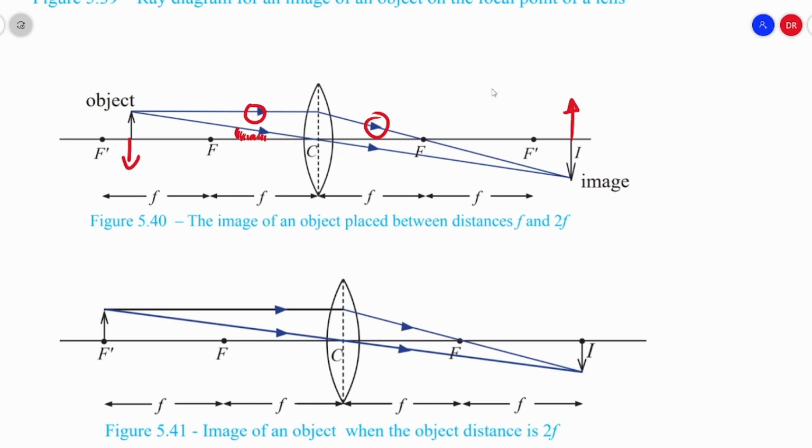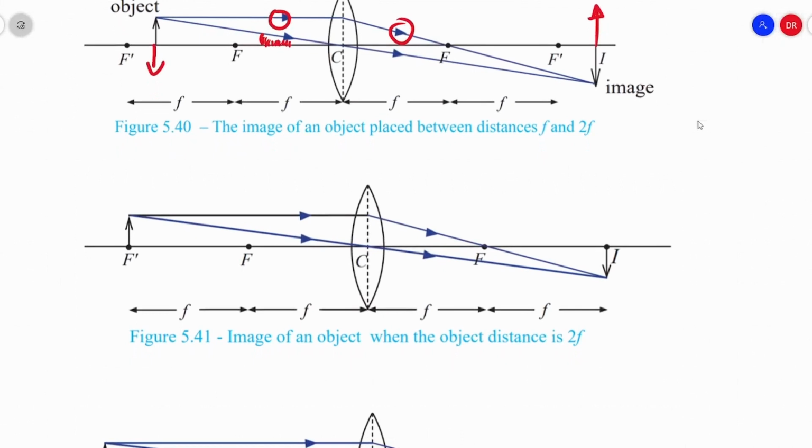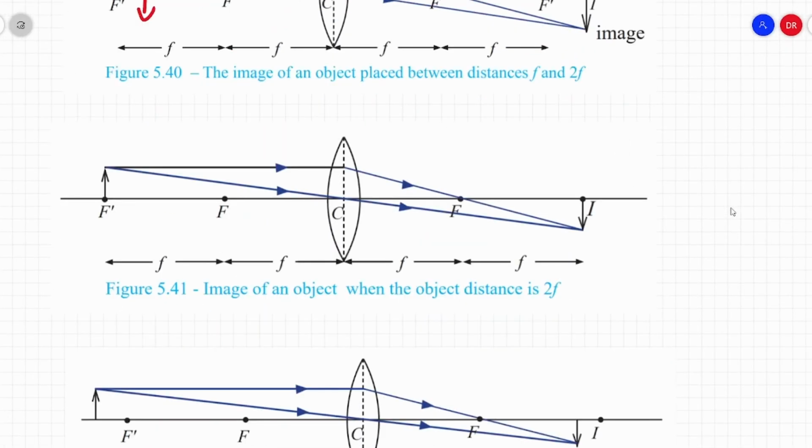Then we can experience it very well with the next one. The image of an object when the object distance is 2f. Now the image size is equal to the object size. You can see again the ray coming parallel to the principal axis moves through this focal point, but the ray coming towards the optical center and moving away without any change is quite changed, and basically this angle affects this change.